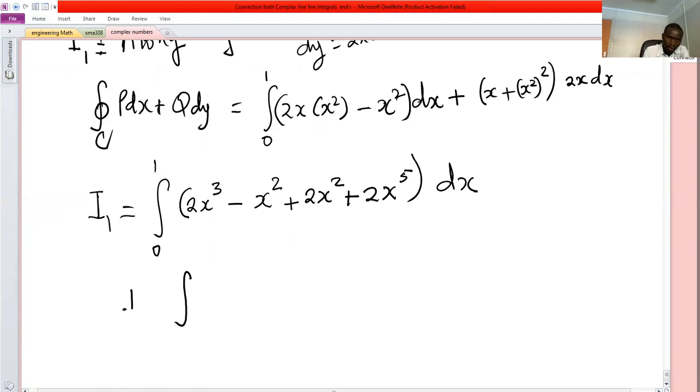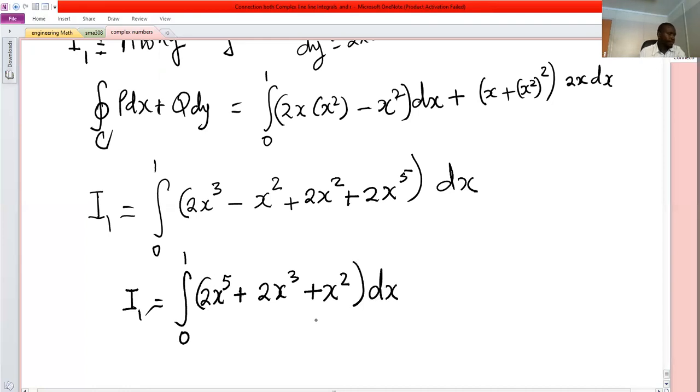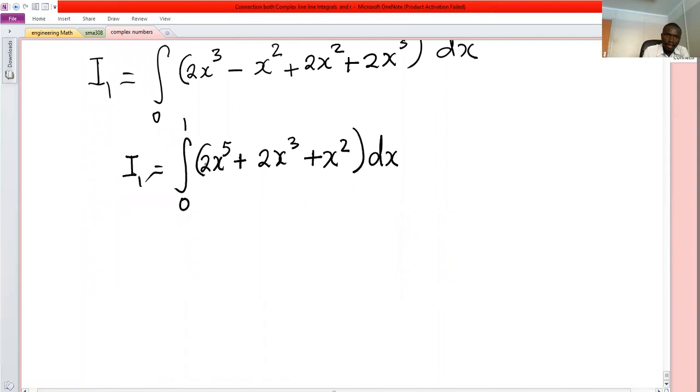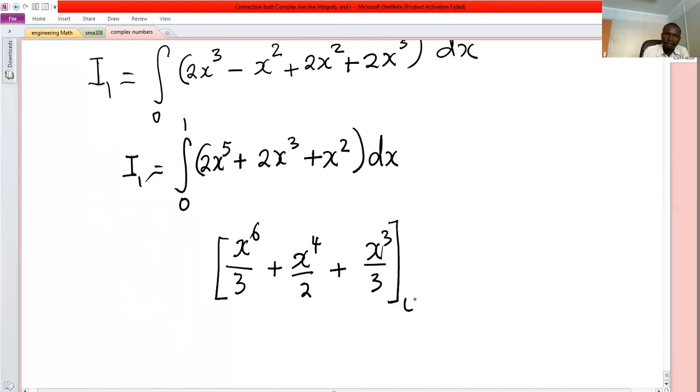So that we'll have the integral I1 from 0 to 1 of 2x to the power 5 plus 2x to the power 3, and then plus x squared, and then everything with respect to x. So when we integrate the first term, we have x to the power 6, 2 divided by 6 is 1 over 3. Plus this, 4 divided by 2, is 2, so x to the power 4 over 2, plus x to the power 3 over 3, and then from 0 to 1.